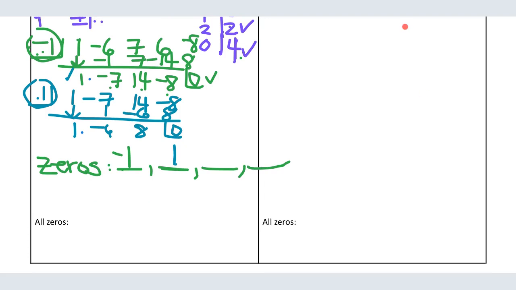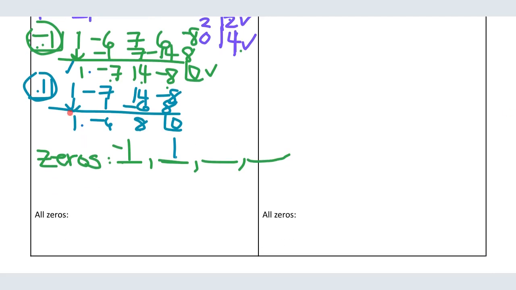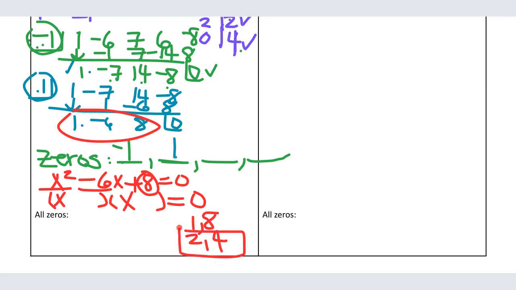So because we're at the 2nd power, we can then factor the remaining polynomial, x squared minus 6x plus 8, equals 0. Recall factoring: x times x is x squared. Now we need a product of 8 and a sum of negative 6. Factor pairs that are possible are 1 and 8, 2 and 4. Which one is going to give us negative 6? 2 and 4. So negative 2 and negative 4 multiply to 8 and combine to negative 6.